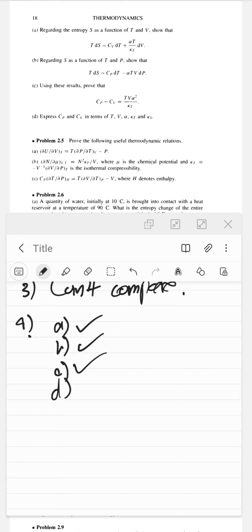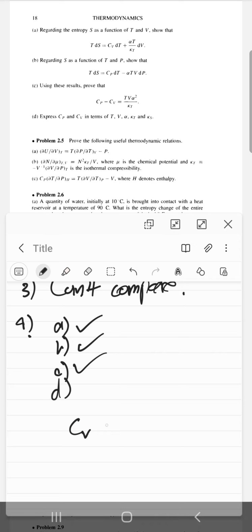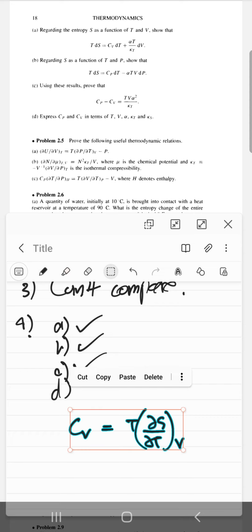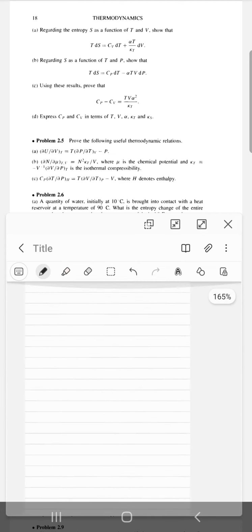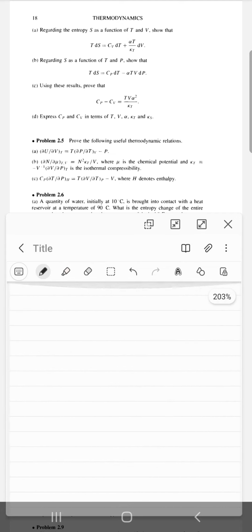Okay, so we could start with this guy. Cv is just T partial S upon partial T at constant volume, and so now we just need to convert it to something that we could use. This is going to require lots of space, so let's just go to the next page. What we want to do is use this equation, Cv is equal to T partial S upon partial T at constant volume, and also these equations.